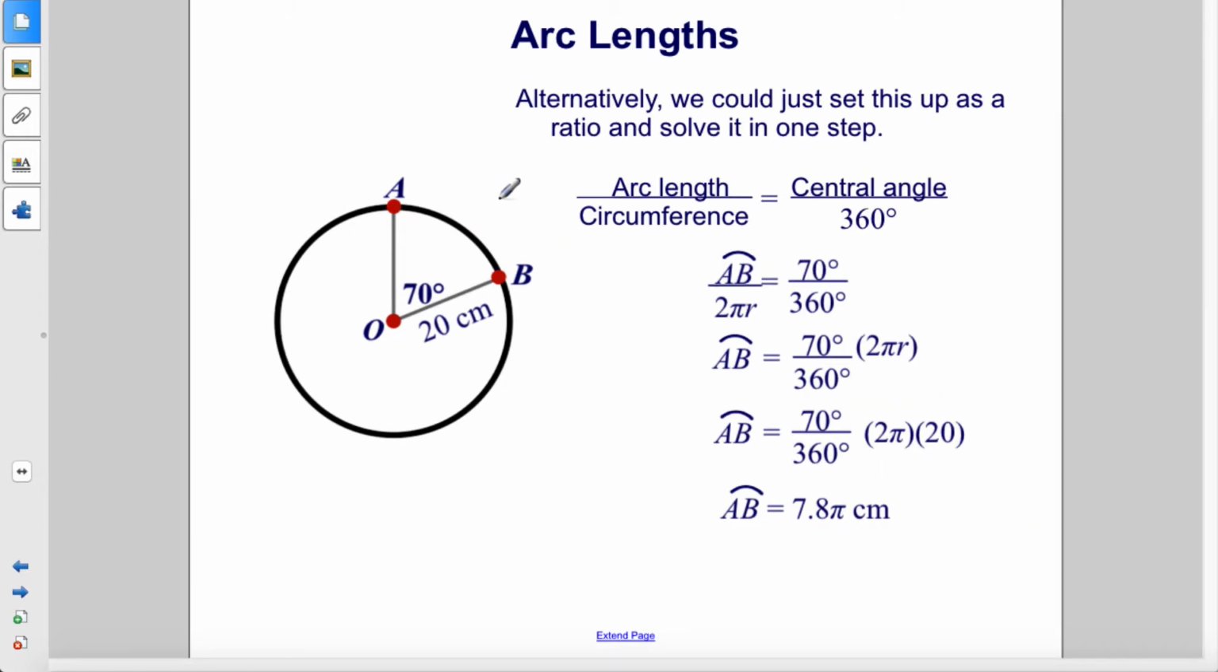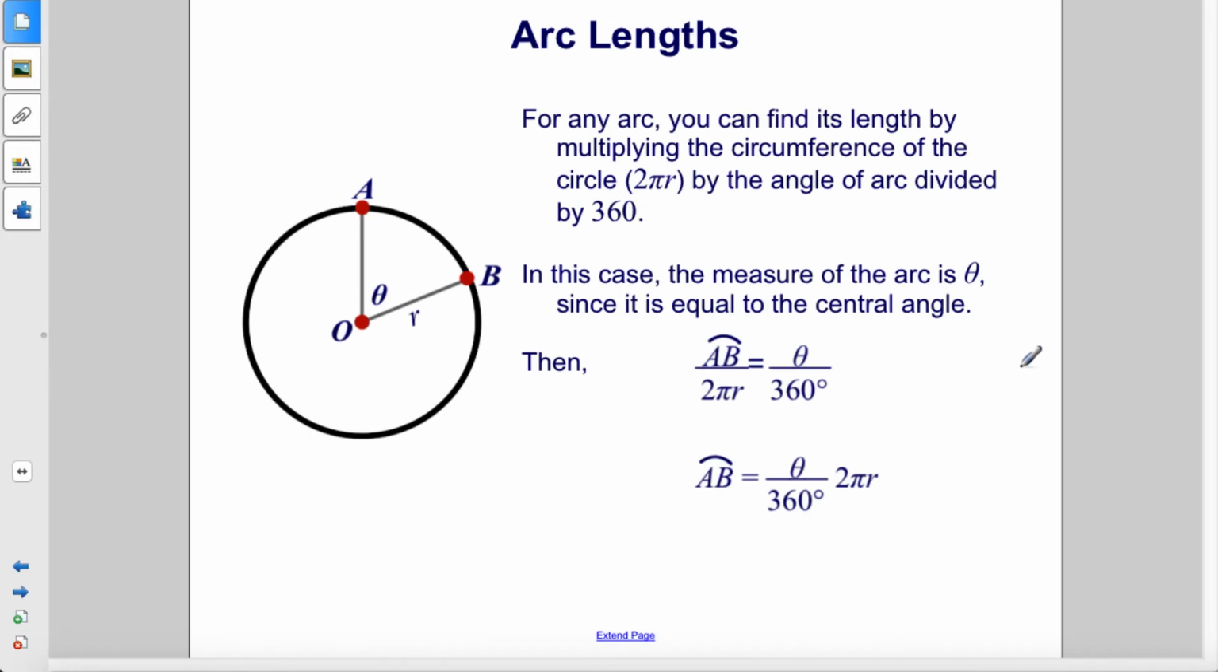Alternatively, we could just set this up as a ratio and solve it in one step. Arc length over circumference equals central angle over 360. So you plug in the numbers and you get 7.8 pi centimeters. For any arc, you can find its length by multiplying the circumference of the circle by the angle of arc divided by 360. In this case, the measure of the arc is theta, since it is equal to the central angle. Then, arc length AB over 2 pi r equals theta over 360, therefore, arc length AB equals theta over 360 times 2 pi r.